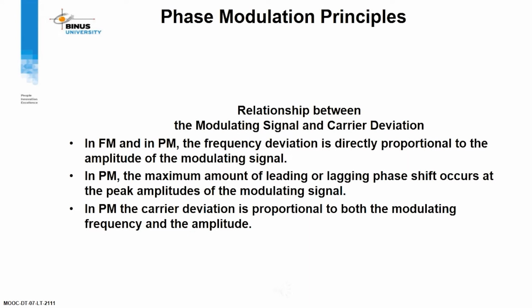Phase modulation principles. Relationship between the modulating signal and carrier deviation. In FM and in PM, the frequency deviation is directly proportional to the amplitude of the modulating signal. In PM, the maximum output of leading or lagging phase shift occurs at the peak amplitudes of the modulating signal. In PM, the carrier deviation is proportional to both the modulating frequency and the amplitude.